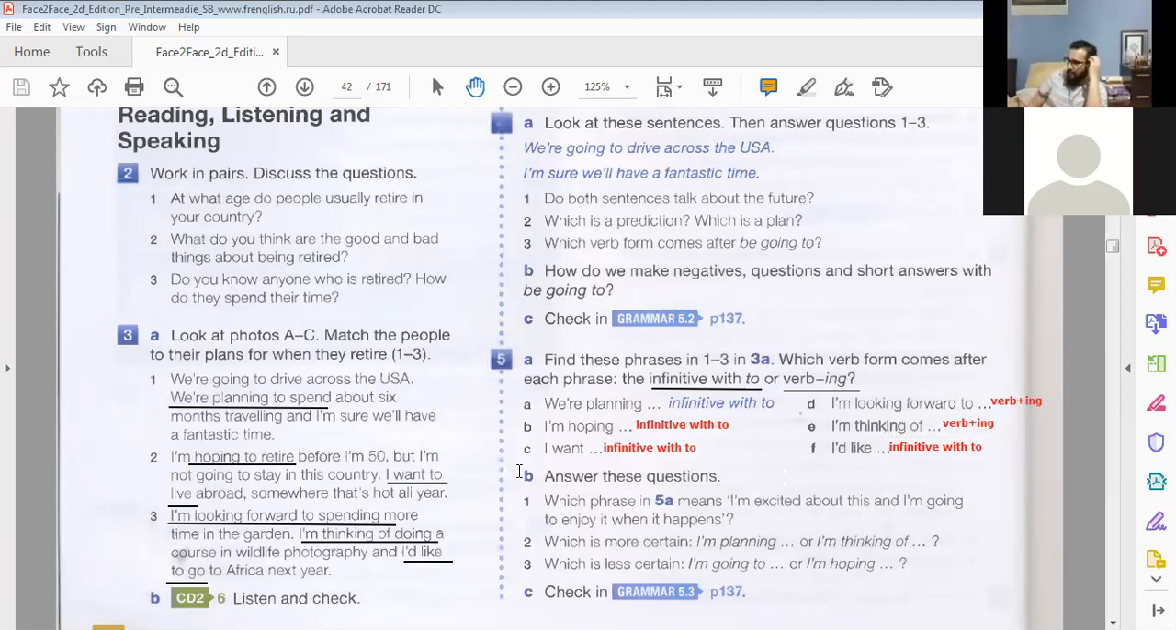Yes. Now take a look at these questions in part B. Which phrase in number 5A means I'm excited about this and I'm going to enjoy it when it happens? Which one do you think has this meaning?